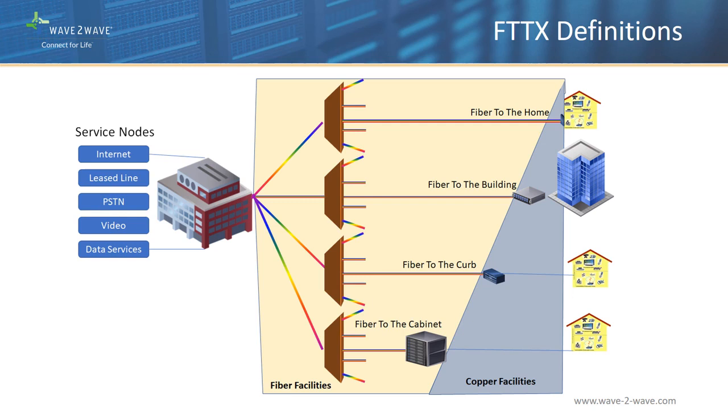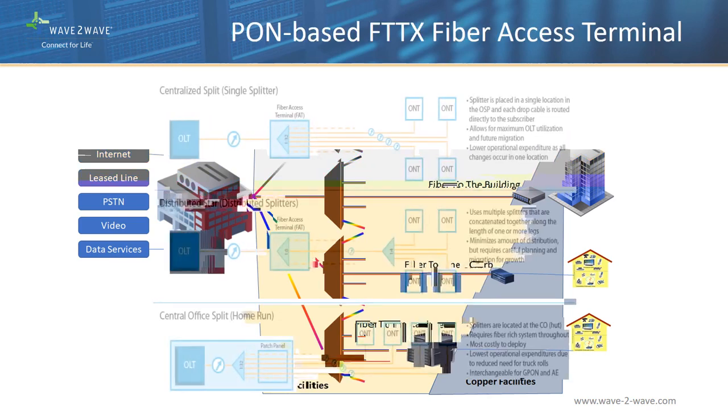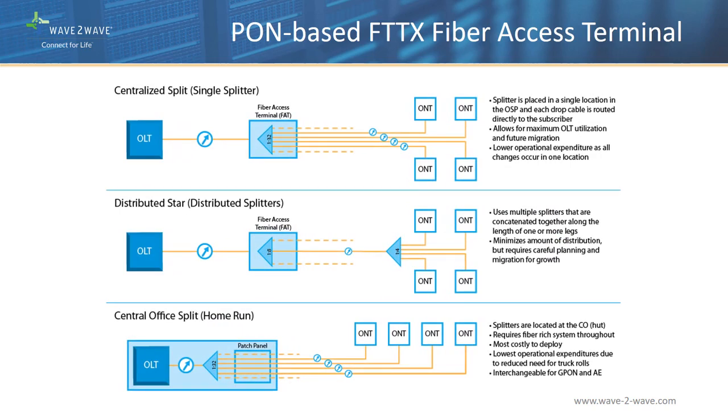In FTTCAB, the fiber is terminated at an RT, which is an active device typically located in the basement, communications room, or utility closet. Regardless of fiber lengths, all of these networks can make use of PON technology. In fact, some of today's digital subscriber loop, or DSL, and hybrid fiber coax, or HFC, networks also qualify as FTTX networks due to their use of fiber access and PONs. Next slide, please.